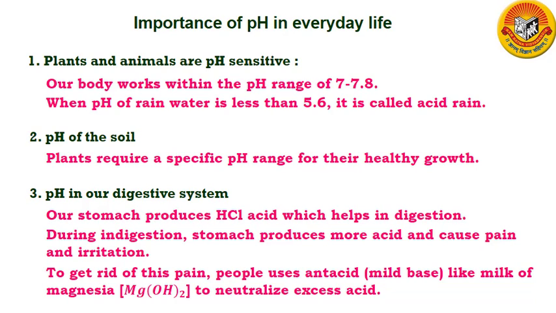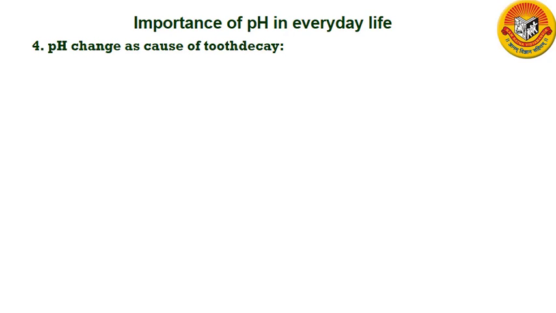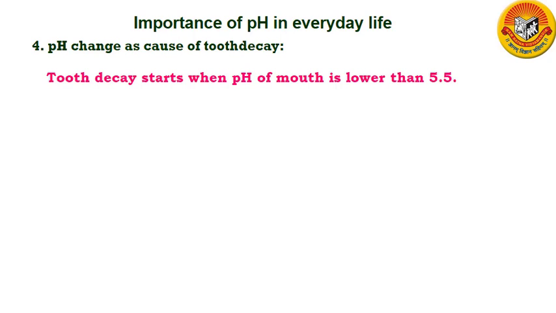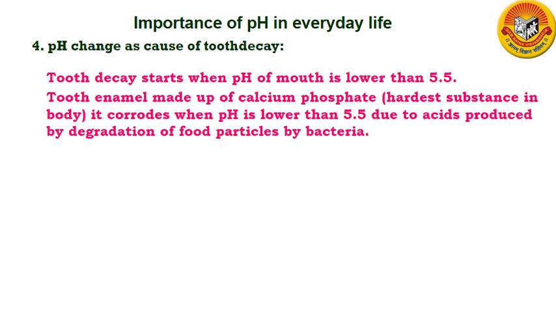pH change as a cause of tooth decay. Tooth decay starts when the pH of the mouth is lower than 5.5. When we eat food containing sugars, then the bacteria present in our mouth break down the sugar to form acid. Thus, acid is formed in the mouth after a sugary food has been eaten. This acid lowers the pH in the mouth. Tooth enamel, which is made up of calcium phosphate, corrodes when the pH is lower than 5.5 due to acids produced by degradation of food particles by bacteria.